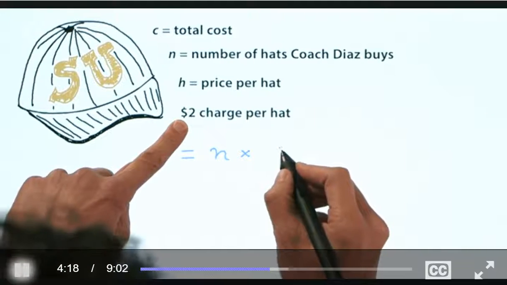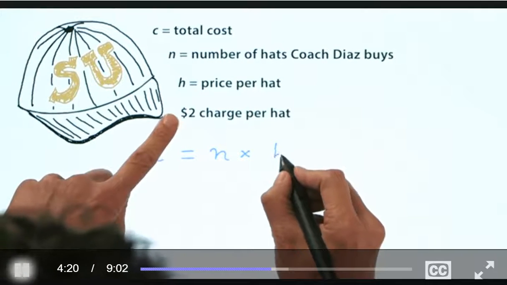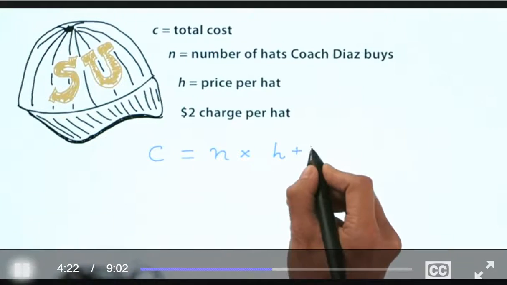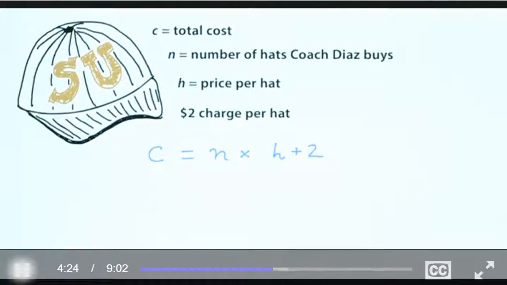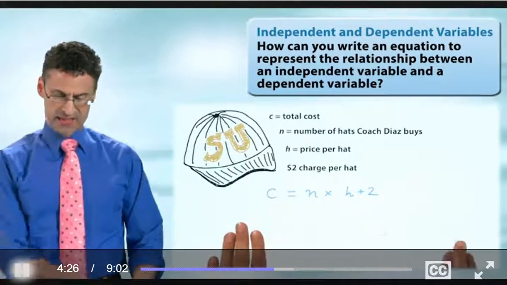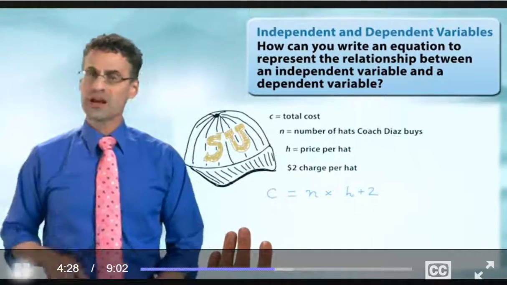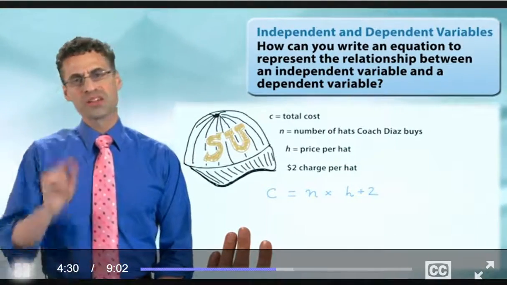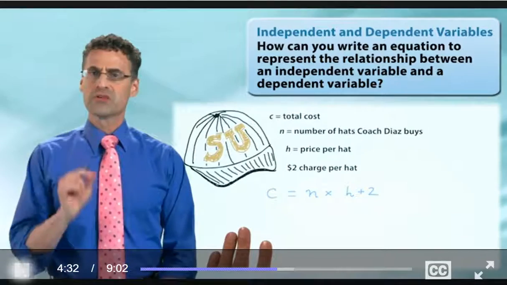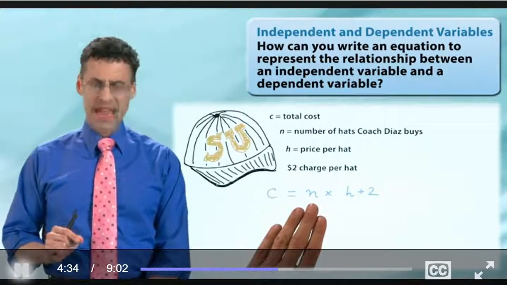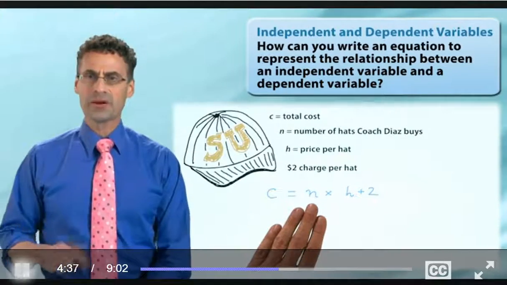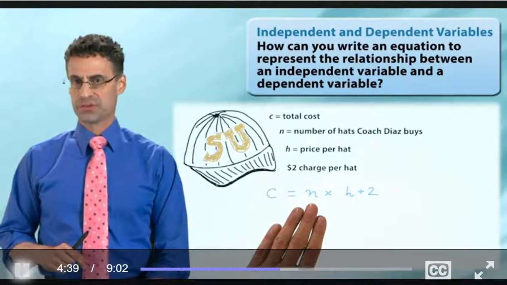So N times the sum of the price per hat plus the $2. Now that might seem like a great guess. This is the formula, but it's not quite right. Can you see why it's wrong? There's something that's missing here. Remember, he's supposed to multiply N times the sum of H plus 2.